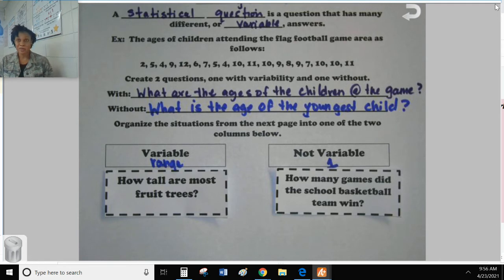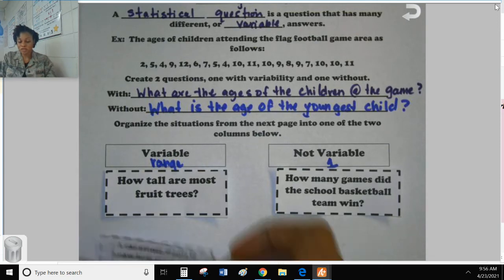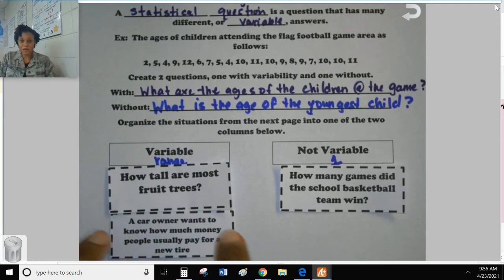A car owner wants to know how much money people usually pay for a new tire. Tires depend on if it has winter treads, if it doesn't, if it's this name brand or that name brand. So if you're looking for your tires, this is going to be variable. You can get a bunch of different answers for tires.